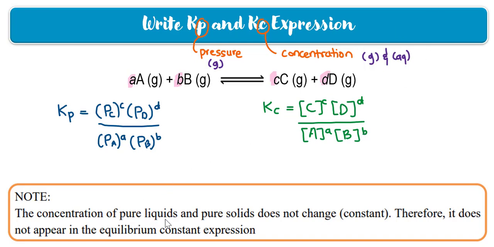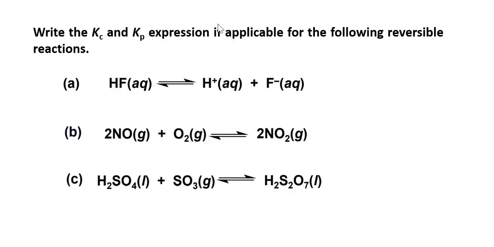Since the concentration of pure liquids and pure solids does not change, it has a constant concentration, therefore it does not appear in the equilibrium constant expression. Let's have a look at an example on how to write the Kp and Kc expression. For this question, write the Kc and Kp expression, if applicable, for the following reversible reactions.